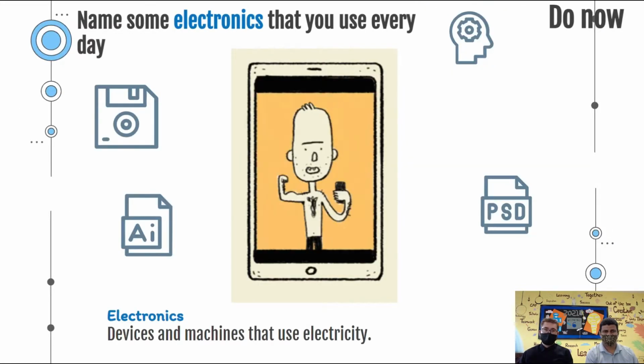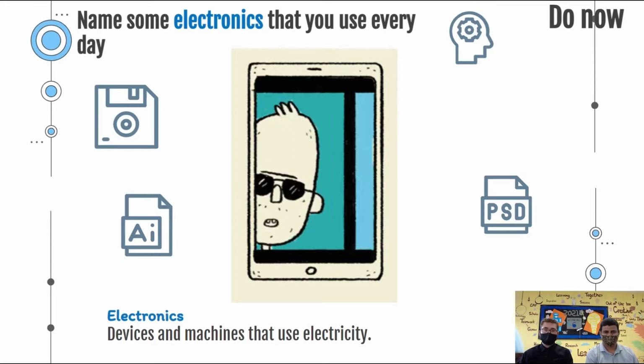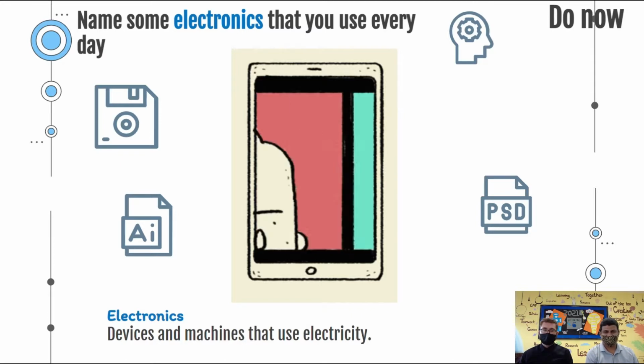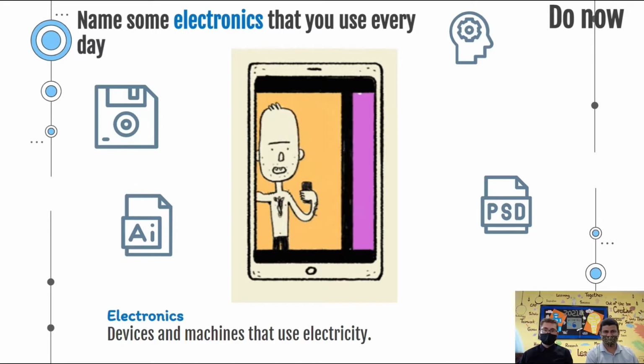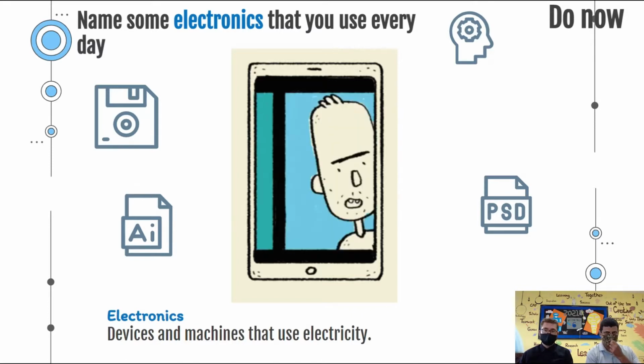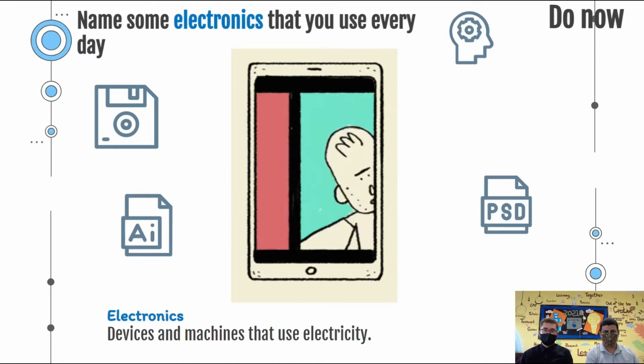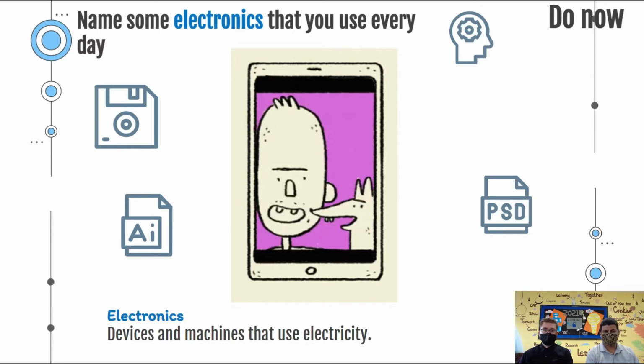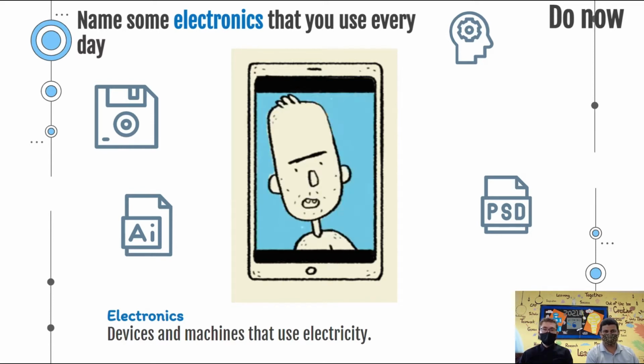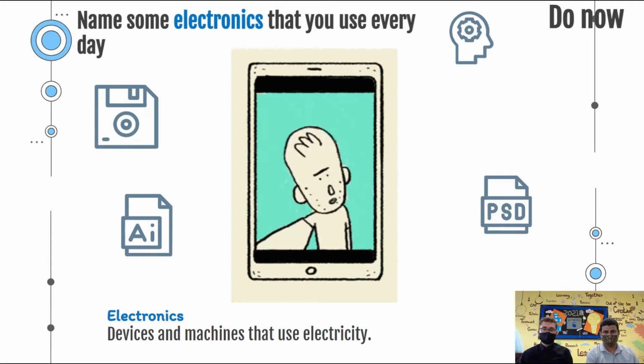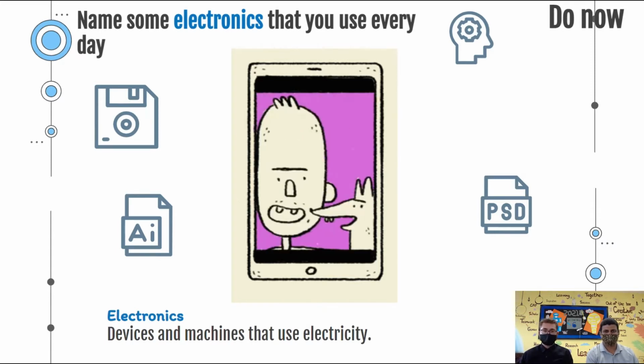So name some electronics that you use every day. Any device that uses electricity to charge or to run, you can think about those. And think about where the energy comes from, how the electricity comes, and that is what we will study today.